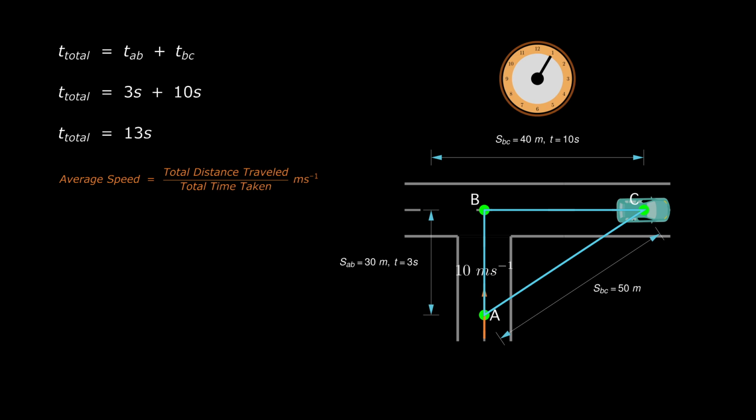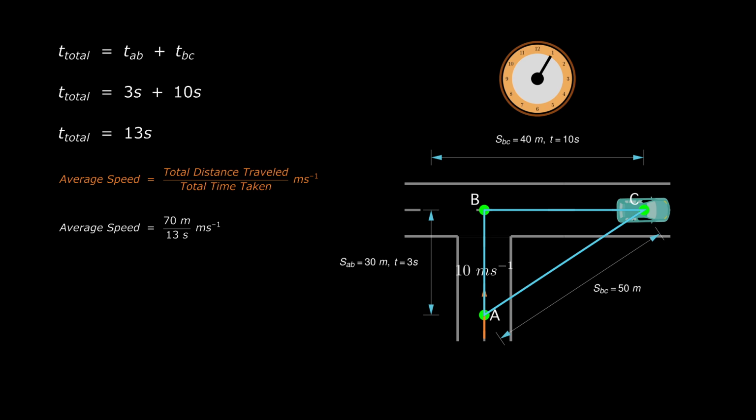The average speed of a vehicle is determined by dividing the total distance traveled by the total time taken for the journey. In this scenario, we already calculated the total time taken, which is 13 seconds. To find the total distance traveled, we add the distance from A to B and from B to C. From A to B, the vehicle covers 30 meters, and from B to C, it covers 40 meters. Therefore, the total distance traveled is 70 meters.